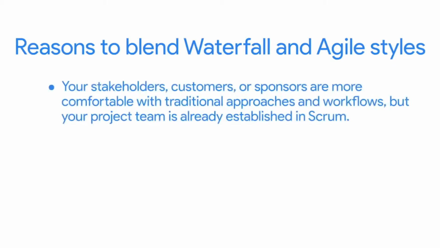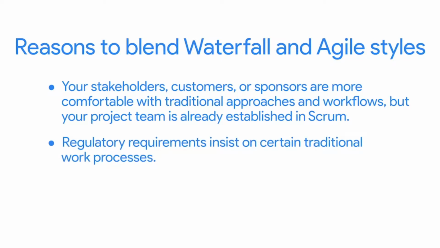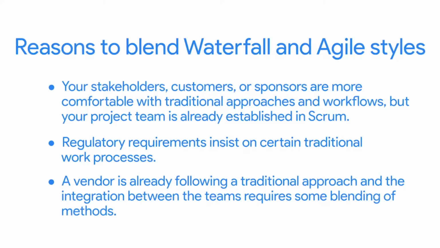Here are some reasons you might want to blend Agile and waterfall styles. Your stakeholders, customers, or sponsors are more comfortable with traditional approaches and using workflows, or delivering traditional work products is easier for them to understand and follow. But your project team is already established in Scrum and they wish to continue. Maybe there are regulatory requirements that insist on certain traditional work processes, such as large requirement documents for certifications. Or it could be that one of the vendors involved in a large project is already following a traditional approach, and the integration between the teams requires some blending of methods. In these cases, a project manager might choose to blend aspects of waterfall and Agile so that different parts of the project can be worked on in ways that meet project requirements, but don't negatively impact other parts of the project, or the project as a whole.